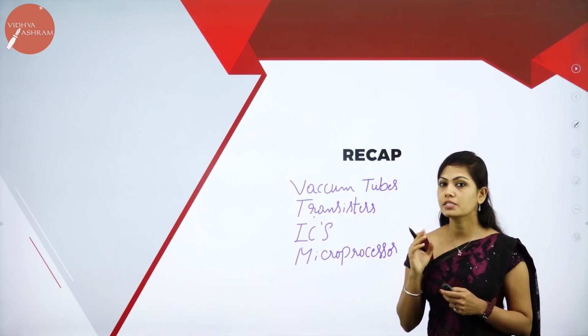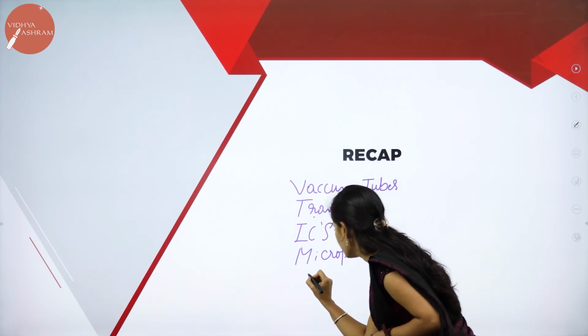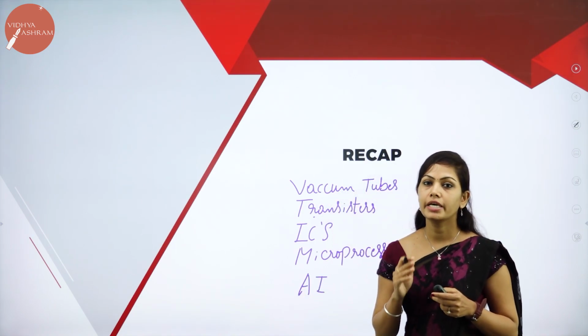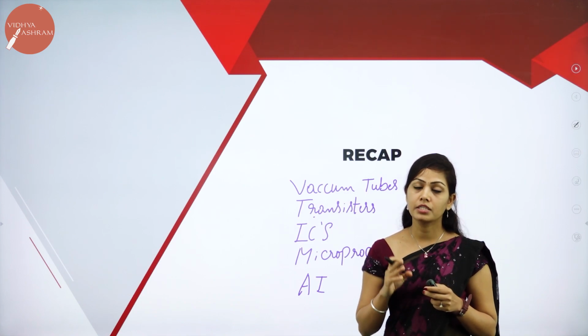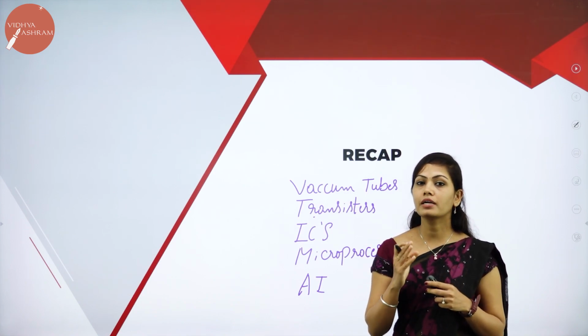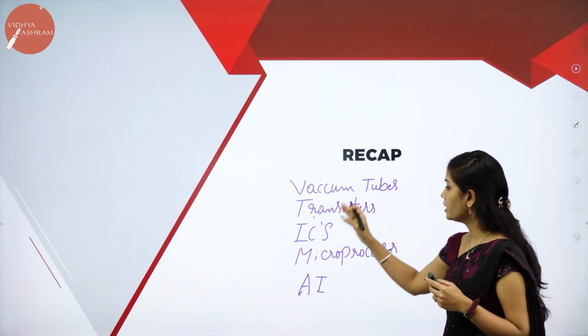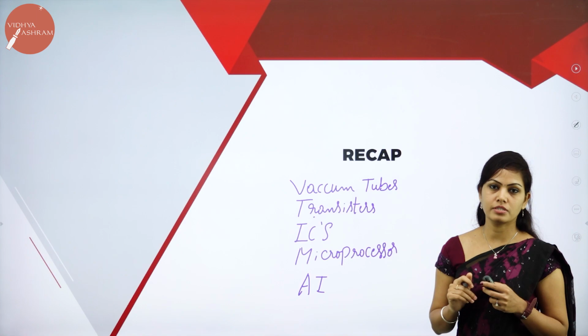And the last generation is the fifth generation. They introduced artificial intelligence. So artificial intelligence thinks like human beings. The storage capacity was very high compared to the previous generations of computers. So in total we have studied 5 types of generations.